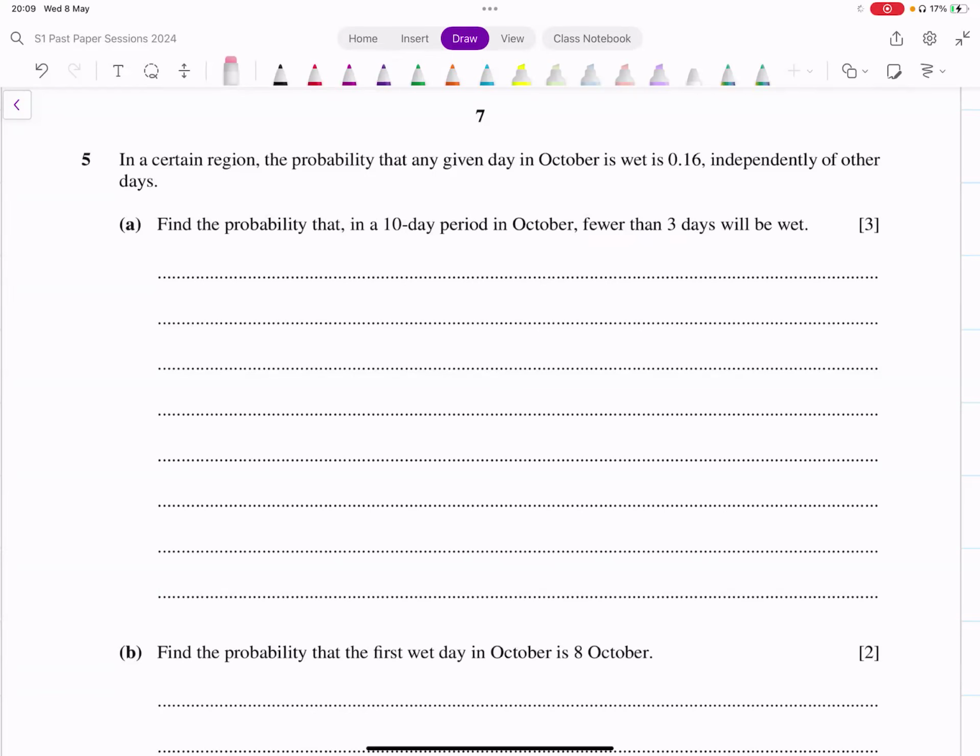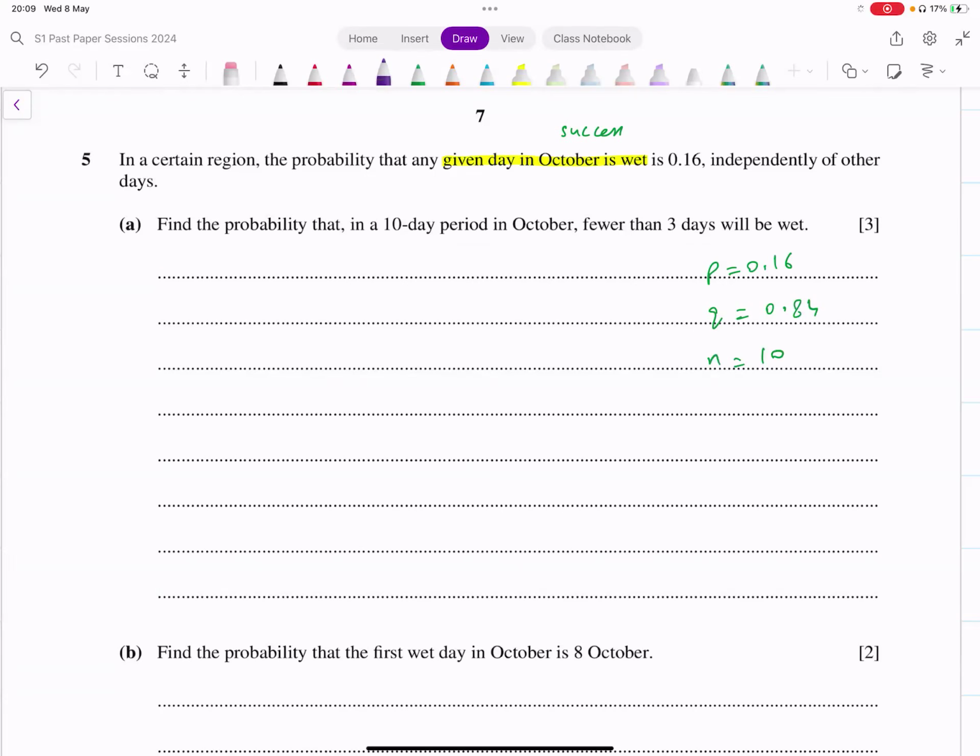Now, what kind of distribution is this? This is 0.16 probability of a day being wet. They're talking about a 10-day period. That's a fixed n. You want fewer than 3 days to be wet. That means fewer than 3 successes, if we call a day being wet a success. A given day in October being wet, we call this a success. What's the probability of success? It's 0.16. Probability of failure, 1 minus this, that's 0.84. N is 10.